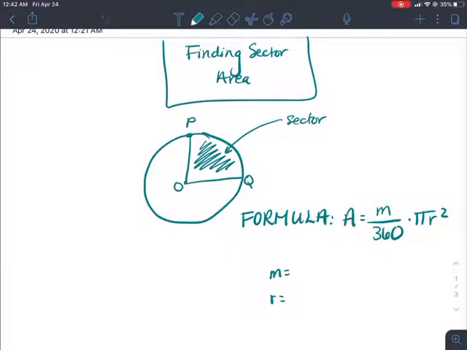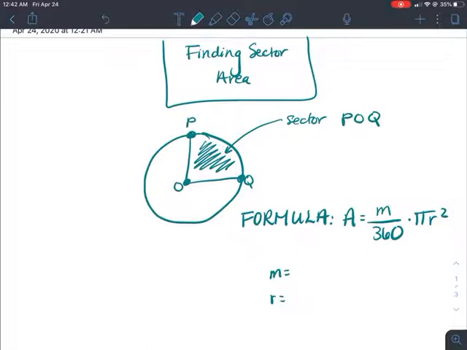Today we are going to be going over how to find sector area. So the first thing you need to know is what is a sector. A sector is an area that is formed between the center of the circle and two endpoints. So here it is formed, so the sector would be named POQ. Here are the two endpoints, and here is our center point. That is what a sector is. So this shaded area is your sector.